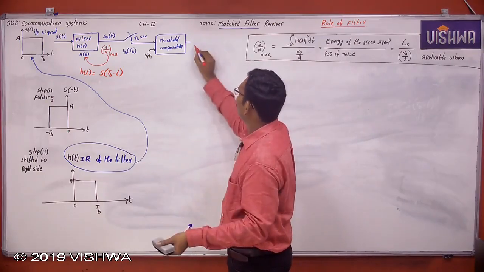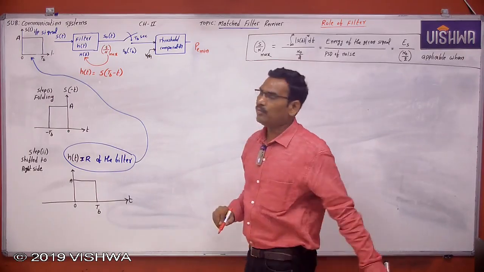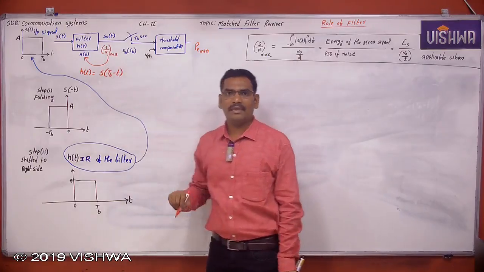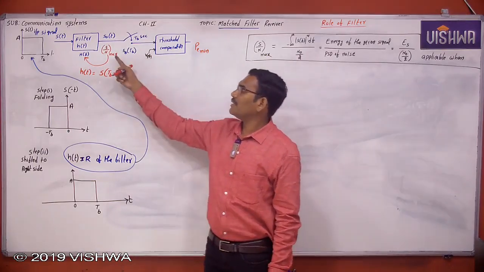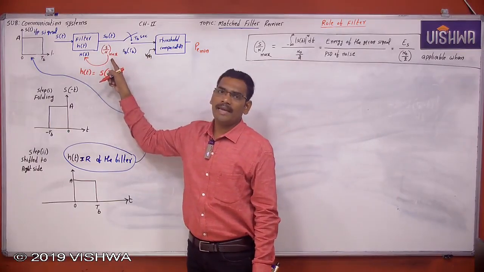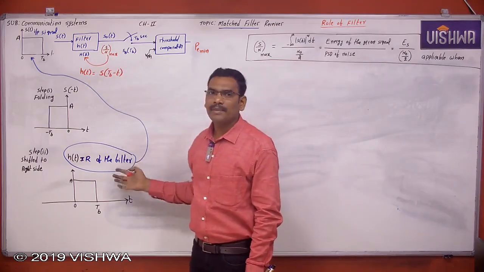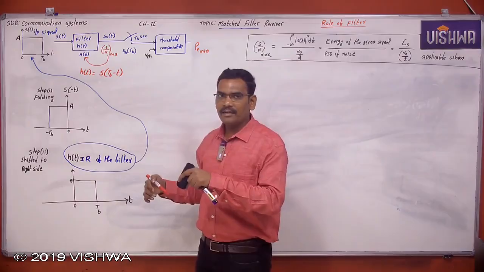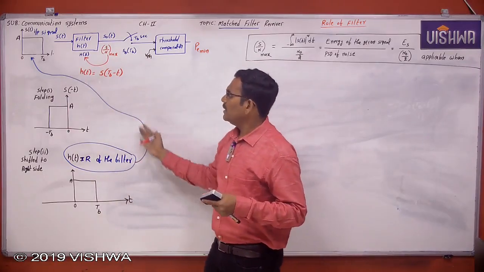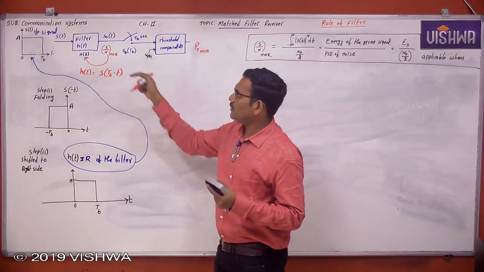The probability of error should be minimum. You can get a minimum error probability when the maximum signal to noise ratio is happening here. So the filter is producing a maximum signal to noise ratio. The impulse response of the filter should be a function of the input signal, or sometimes it will be same as that of the input signal.